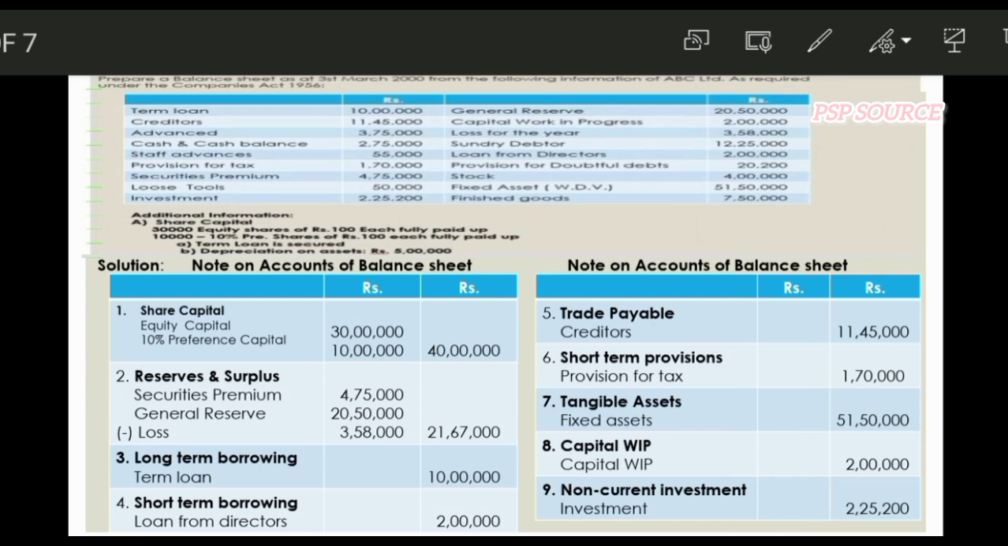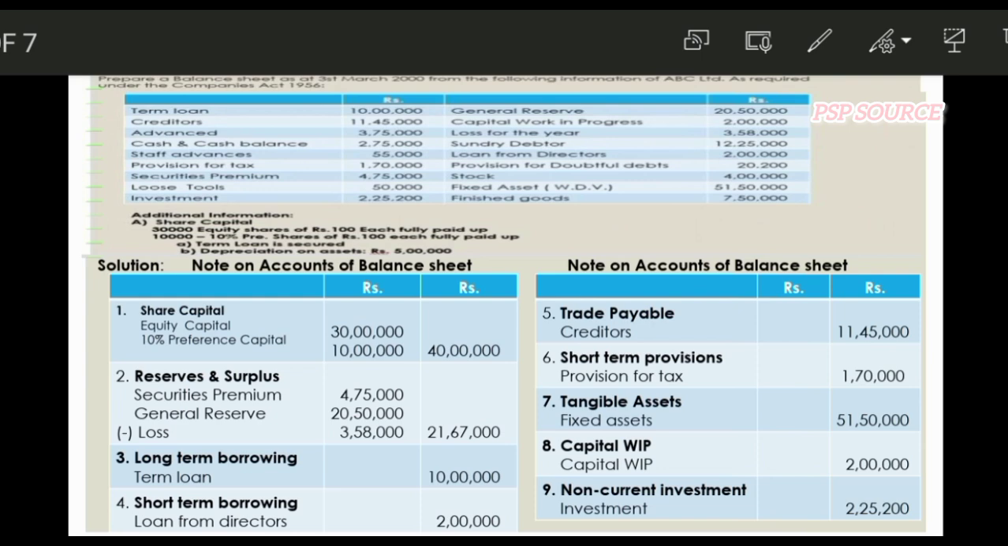The third note is long-term borrowing: term loan at ₹10 lakh. The fourth note is short-term borrowing: loan from director at ₹2 lakh. The fifth note is trade payable: creditors at ₹11,45,000. The sixth note is short-term provision for tax at ₹1,70,000. For tangible asset, I have given fixed asset in note number 7. The eighth note is capital work in progress, ₹2 lakh.